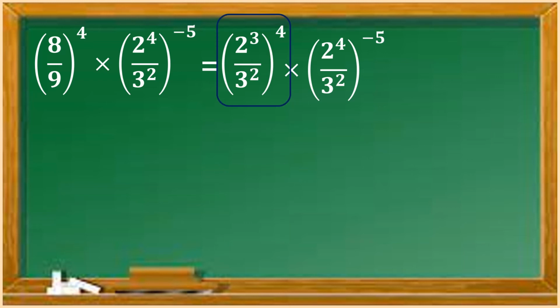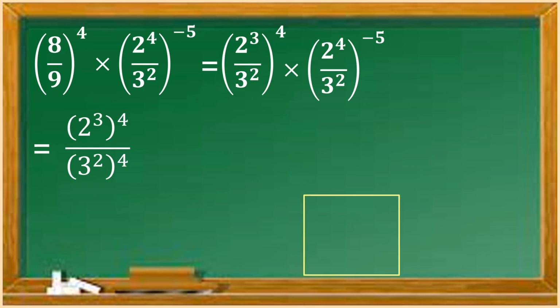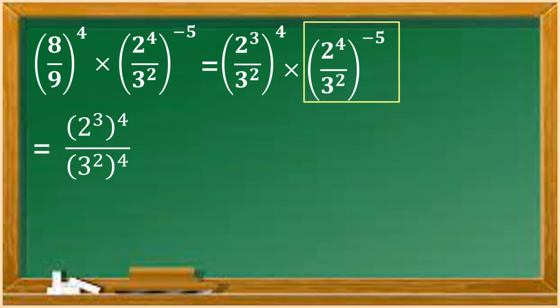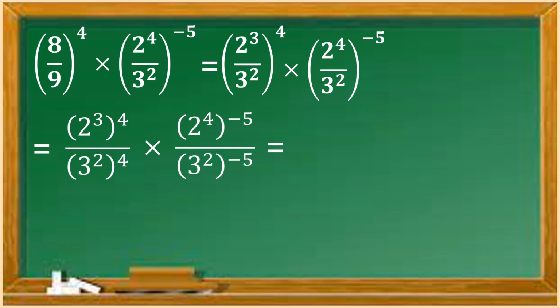Next, we are going to simplify this one. So we are going to distribute 4 to 3 and 2. So we will be having 2 to the power of 3 raised to 4 over 3 squared raised to 4 times, here we will be distributing negative 5 to 4 and 2. This one will become 2 to the power of 4 raised to negative 5 over 3 squared raised to negative 5. Simplifying further, we get 3 times 4 is equal to 12, 2 times 4 is equal to 8.